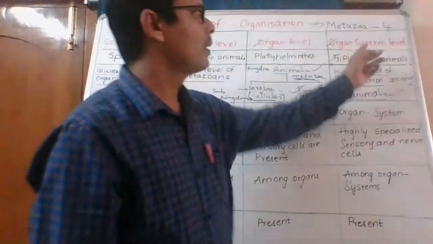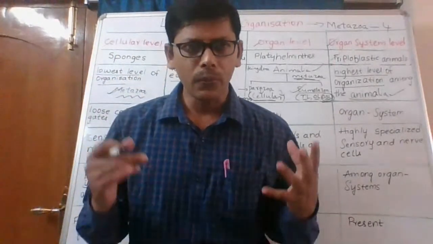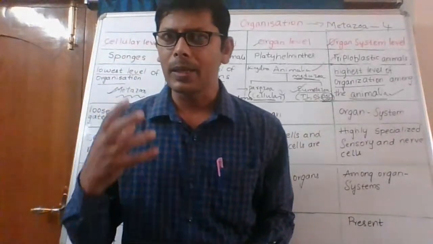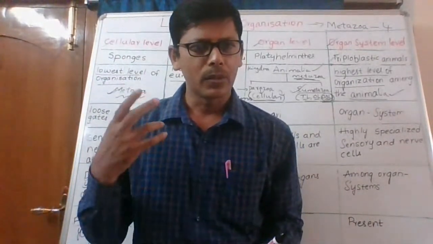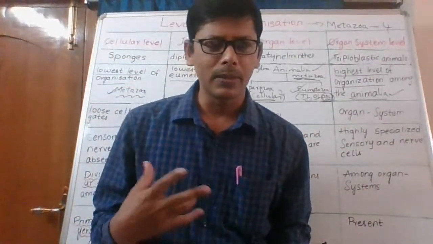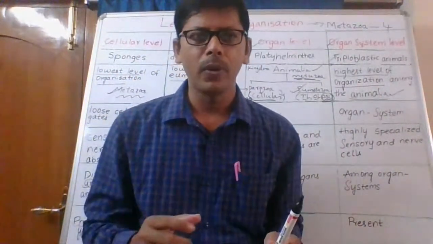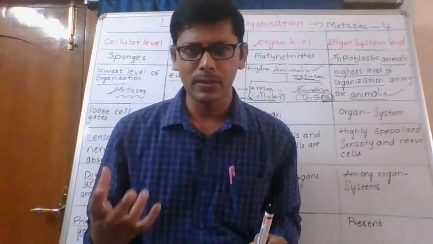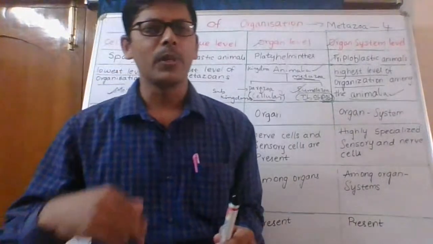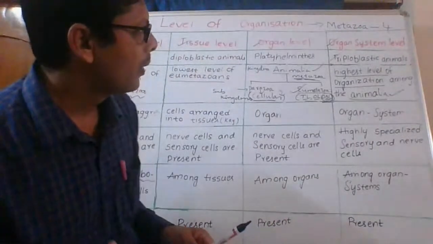In these animals, different organs collectively form an organ system. For example, if you take our digestive system, it is a collection of organs: mouth, buccal cavity, pharynx, esophagus, stomach, small intestine, large intestine. These all together form one system, and that system performs a specific function, that is called digestion. And the respiratory system is also a collection of organs which performs a particular function: it helps to carry out breathing.